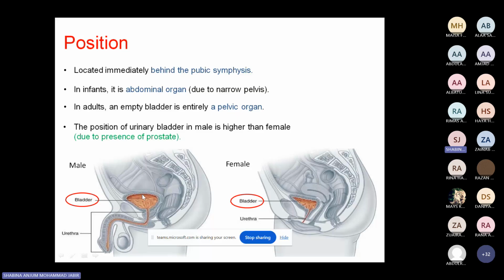Now in adults, it is considered a pelvic organ. But in infants, due to the narrow pelvis, it will be an abdominal organ. The position of the urinary bladder is higher in male. As we can see in all the pictures, it will be a little higher because of the presence of the prostate gland at the neck of the bladder.